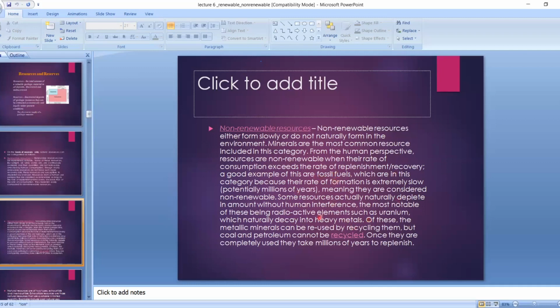And some non-renewable resources will not form at a slower rate, but will not form at all. For example, some radioactive material, because once it is finished, it is finished.